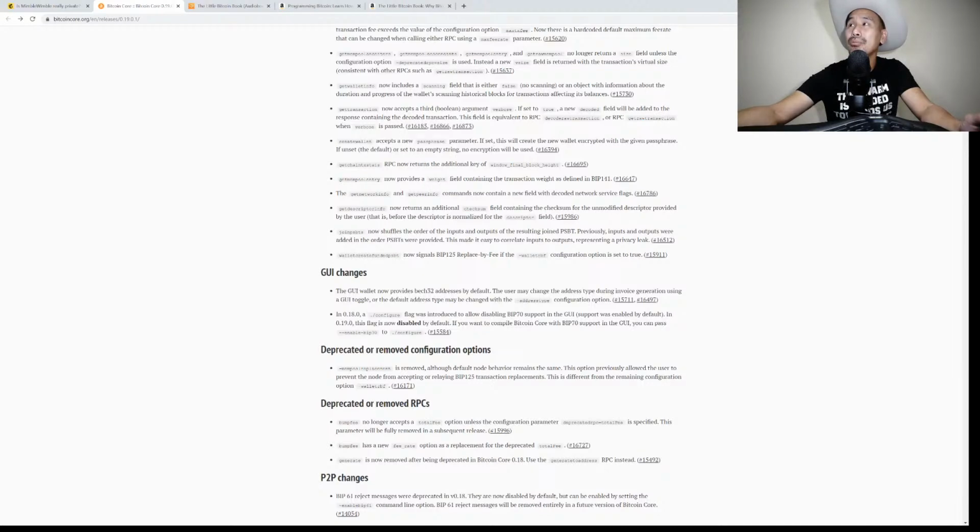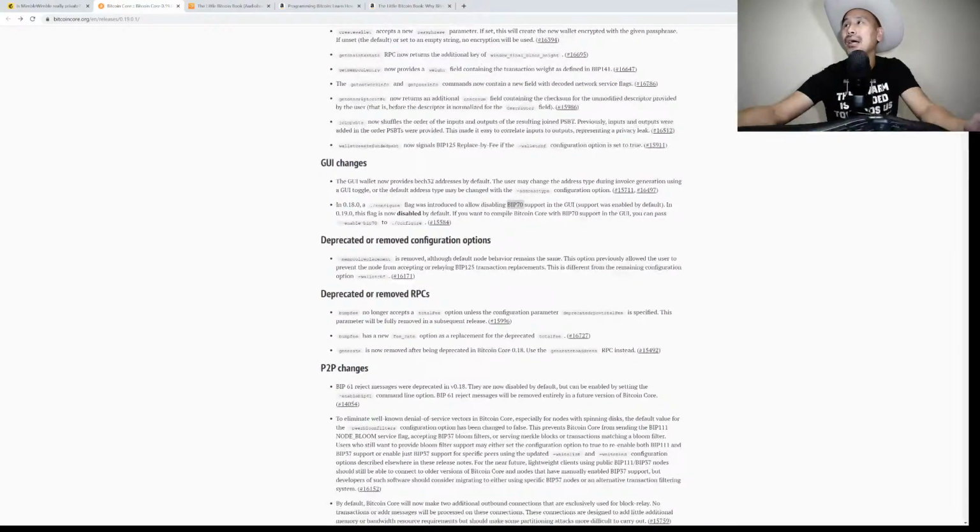GUI wallet now provides Bech32 addresses by default. Disabling BIP70 is now the default. So basically, BIP70 is a payment protocol that really only BitPay used, and it had some flaws in it, so they're basically getting rid of it.